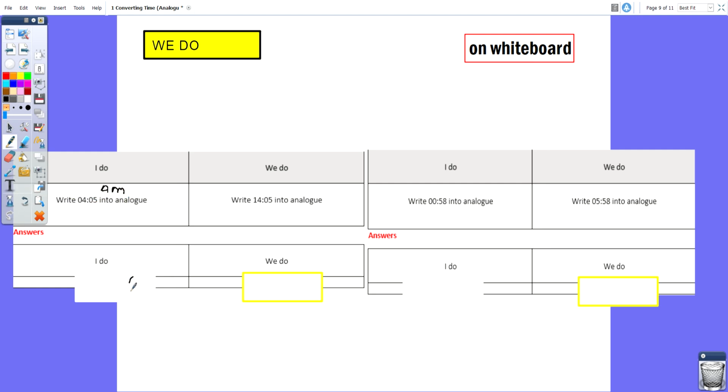So to start with, if it's an analog time, I already have to put down AM to tell it's morning. And because it's morning, I just write down the normal time, 04:05 AM. Second one, to check whether it's AM or PM. So because it's 00, I can tell that it's in the morning because remember our PM numbers all are bigger than 12. So I can put down AM in my answer. 00 was midnight, so I know that it's going to be 12:58 AM. Pause the video again, have a go at this one here and this one here, and then unpause it to see if you got your answer right.